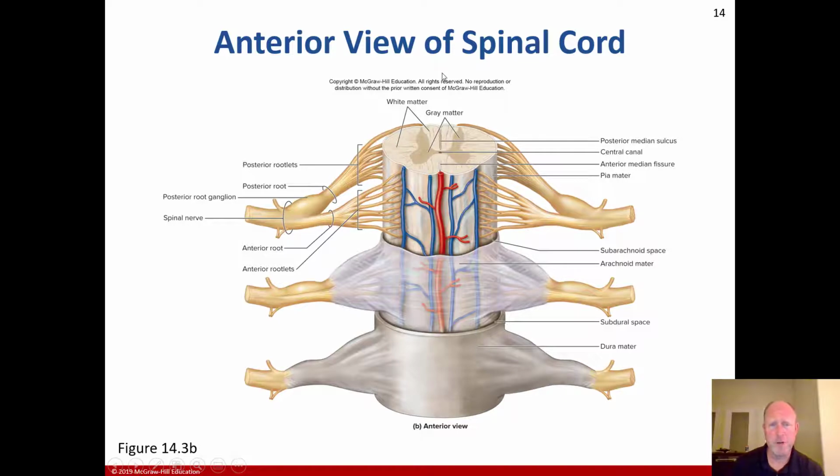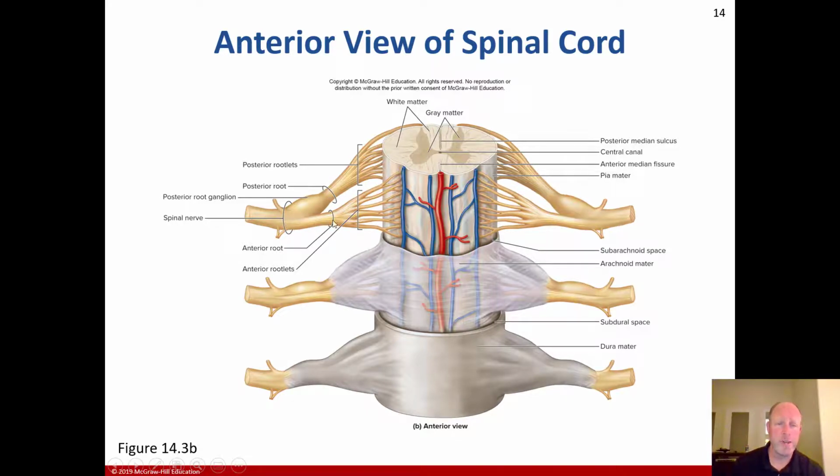And a little bit better anterior view of our spinal cord here with our white matter and our gray matter internally. And we have our posterior median sulcus, and then we have our central canal right there for the cerebrospinal fluid, and the anterior median fissure, and our pia mater there. Our posterior rootlets all emanating here. The posterior root itself, the posterior root ganglion, right, and of course.